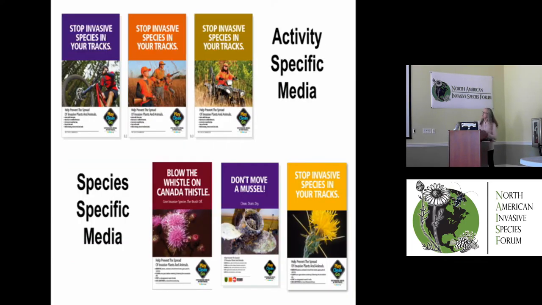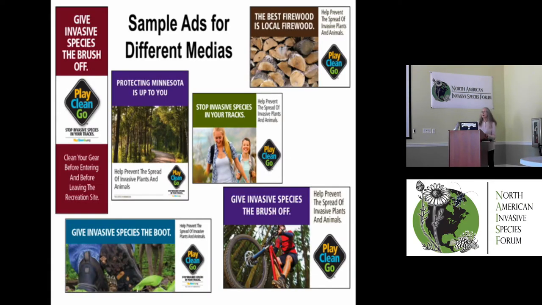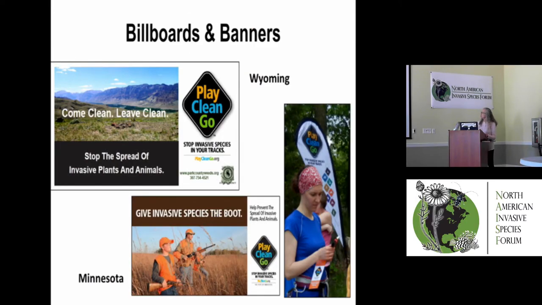So just a little bit, just so you can see kind of what we have. This is activity-specific media. We have a lot of that for all of the different audiences we're talking about. Species-specific media, we have quite a bit of that as well, and that's growing as we get requests from our partners. We have all different kinds of ads for print media or digital media, depending on the kind of space that you have. Billboards and banners, just a few of the examples that we use.